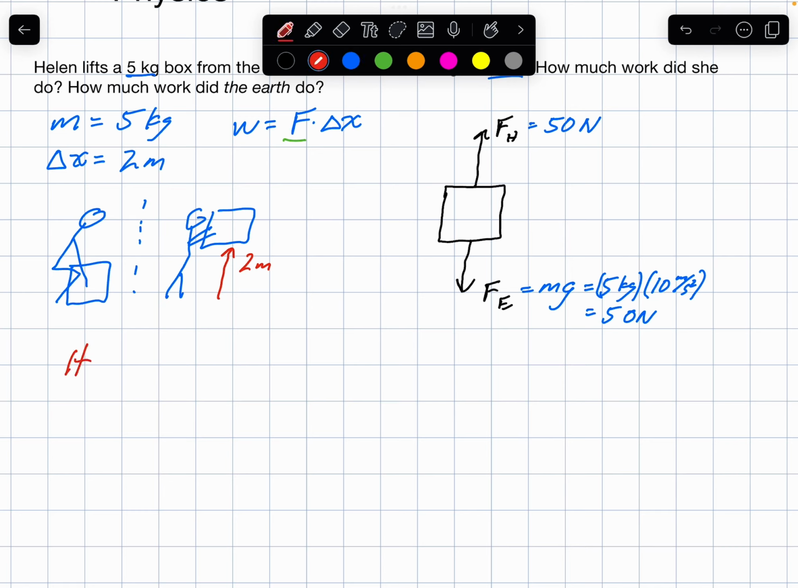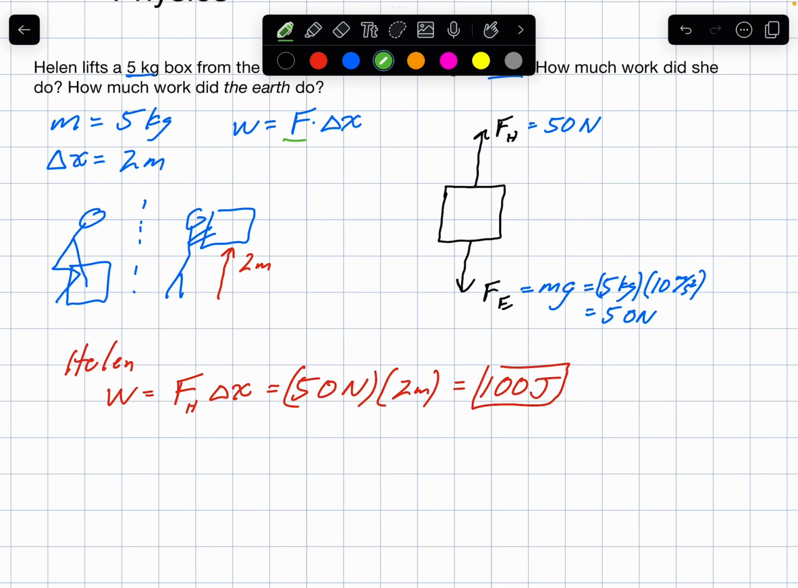So for Helen, the work is going to be the force of Helen times the displacement of the box. The force of Helen is 50 newtons up, so I can leave it positive, and then delta x is 2 meters. So she does 100 joules of work on the box.